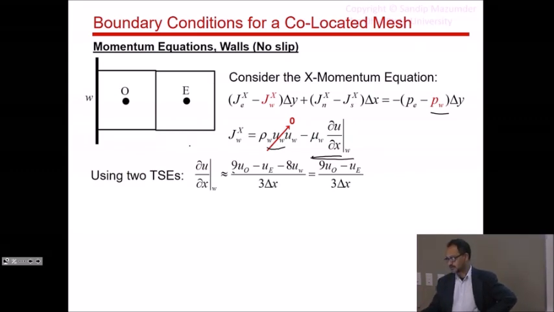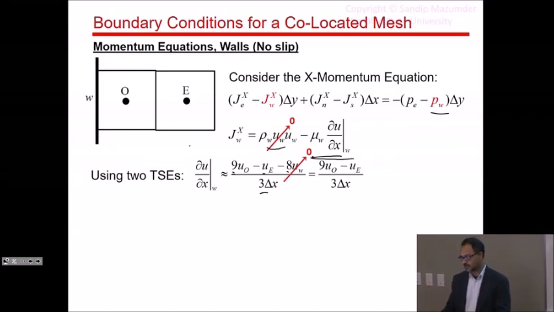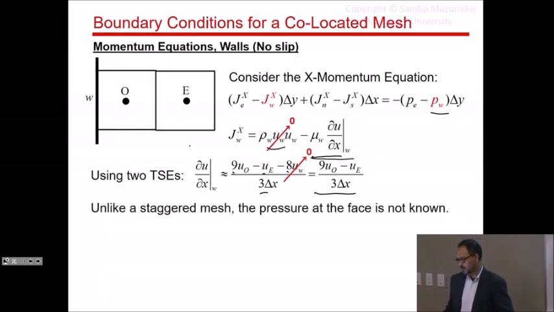This is the standard expression with 9, 1, and 8, and 3 in the denominator. And obviously that again is 0, the western face velocity. So you can strike that out, which gives me this expression. Okay. This is no different than what you did also for your staggered mesh at the bottom wall and the top wall for the X momentum. So that's pretty straightforward. Now, unlike a staggered mesh, the pressure at the face is not known.